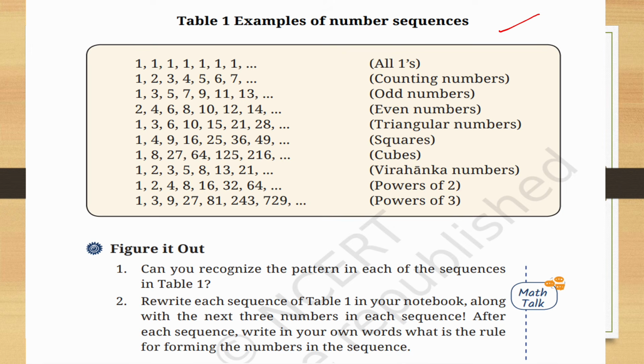Then next one, rewrite each sequence of table 1 in your notebook along with the next 3 numbers in each sequence. After each sequence, write in your own words what is the rule for forming the numbers in the sequence. These things we will do.